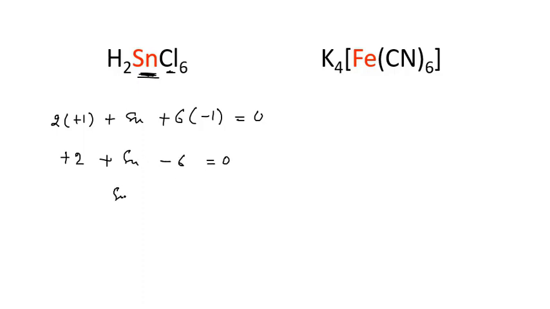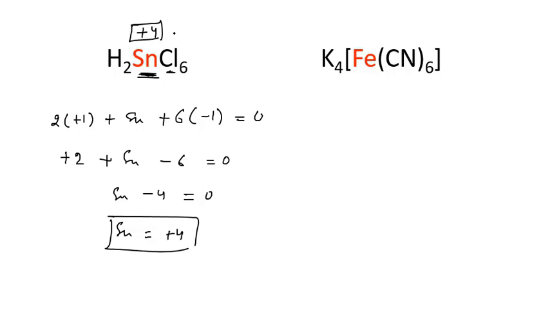We can simplify: 10 and 2 - 6 is equal to -4 is equal to 0. Then 10 is equal to +4. We always mention positive and negative sign in oxidation number. You can see 10 shows +4 oxidation number.